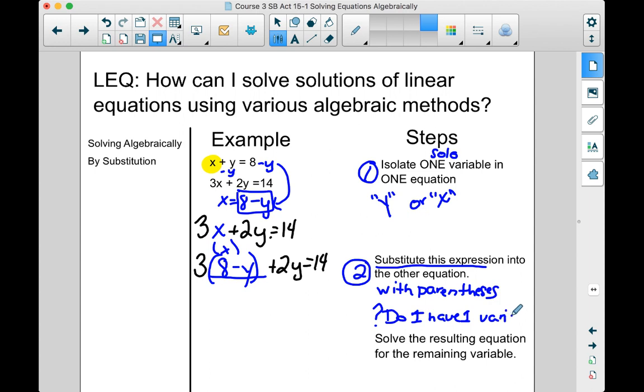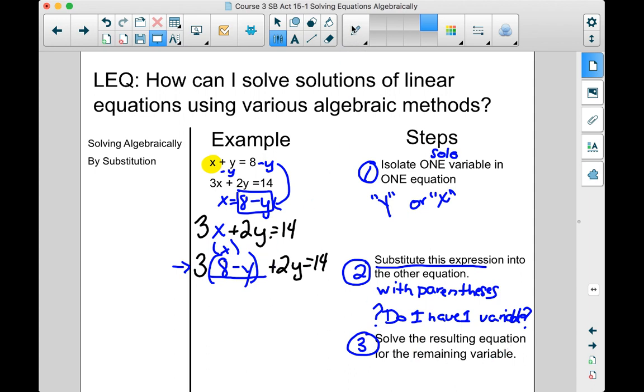Once you have substituted it in, do you have one variable? In that equation right there, is there one variable? Y. Yep, it's the same variable. Okay, so it's the one variable, the same variable. Now all I have to do is solve. So my third step is to solve for this variable.